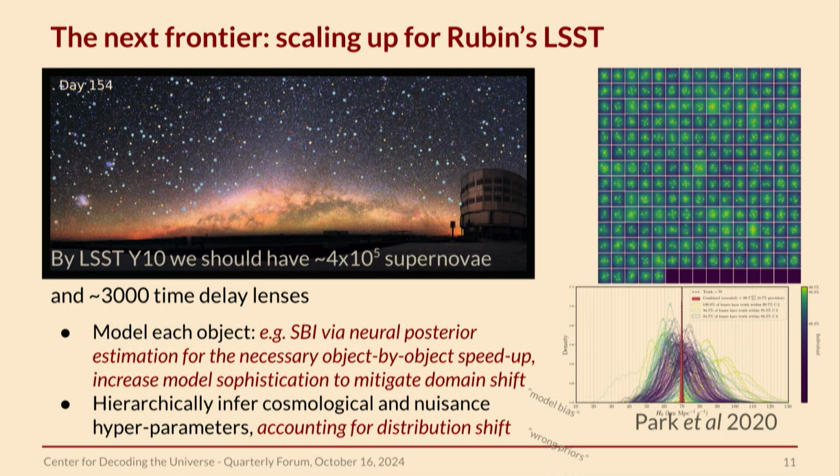And the program is to model each object. For example, scaling up in our group at KIPAC, looking at the strong lenses, means using simulation-based inference via neural posterior estimation for the speed up that we need object by object. That's important to us. And then also trying to increase our model for lenses to try and mitigate domain shift. Domain shift is called model bias in cosmology. And then we try and hierarchically infer cosmological and nuisance hyperparameters, and that's our way of accounting for distribution shift, or in cosmology known as assigning the wrong prior.